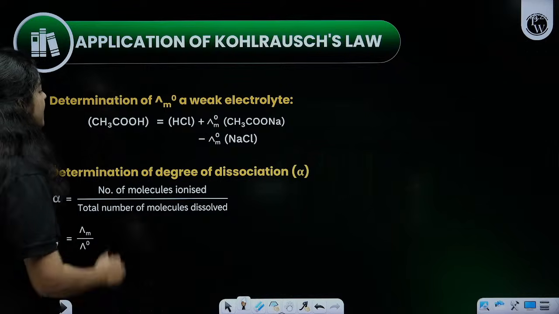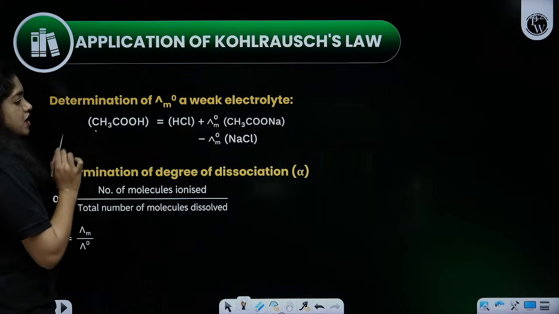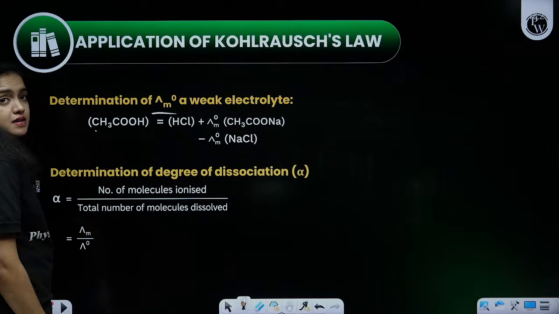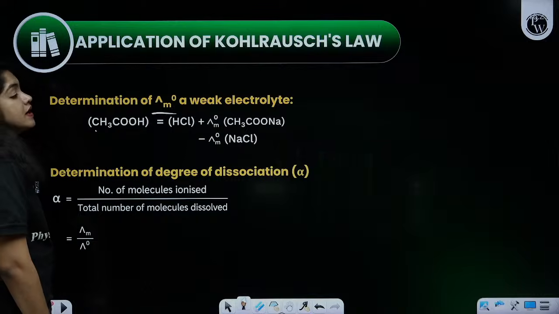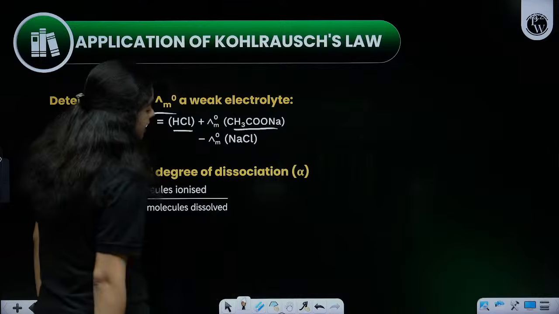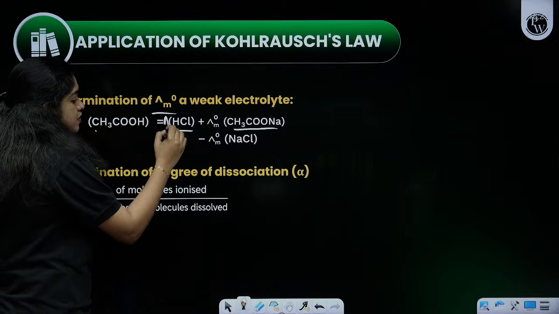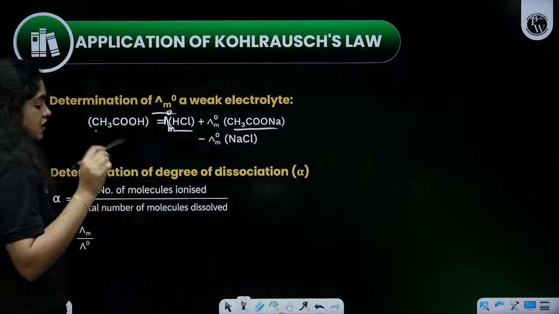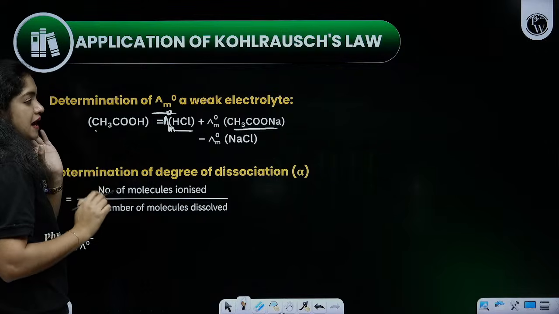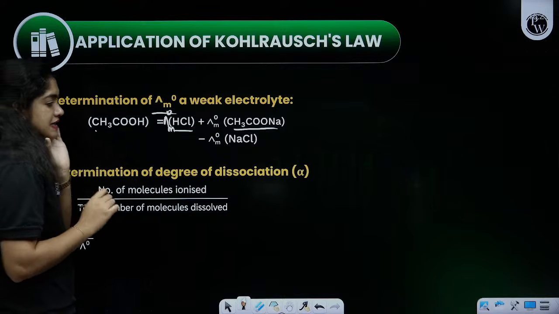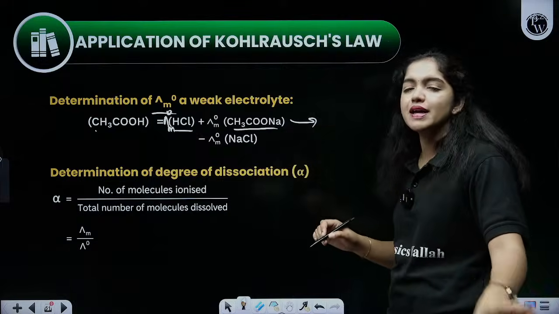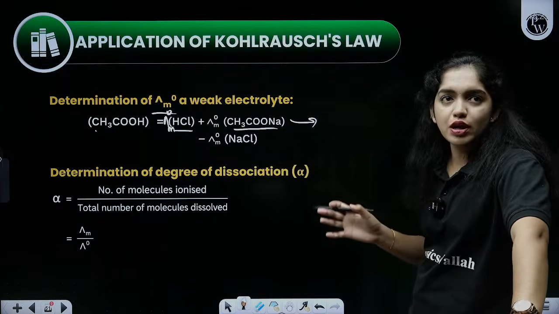Then the determination of lambda m, the molar conductivity, of a weak electrolyte. For example, we have acetic acid, ethanoic acid, CH3COOH. How will we calculate lambda m0, the molar conductivity? For that purpose, we take HCl, CH3COONa and NaCl, that is lambda m HCl plus lambda m CH3COONa minus lambda m NaCl. This is a question: determine the molar conductivity of the weak electrolyte acetic acid.